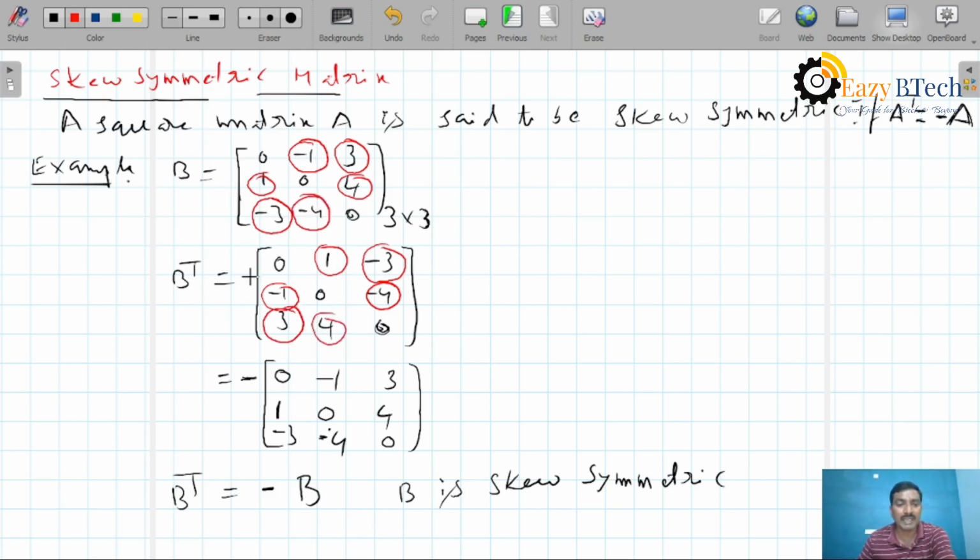That's why in the B transpose matrix I am taking minus common, then we will get the same matrix B. Therefore B transpose equals -B. Therefore B is called skew symmetric matrix.